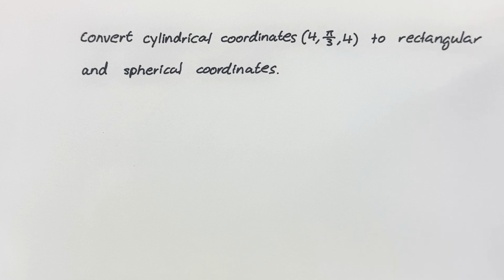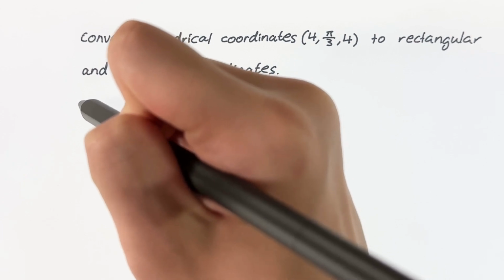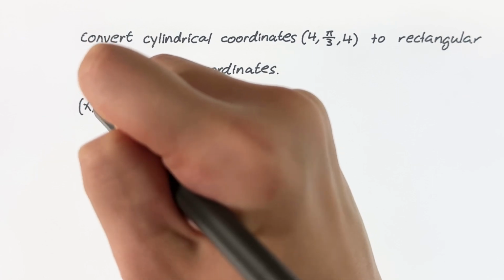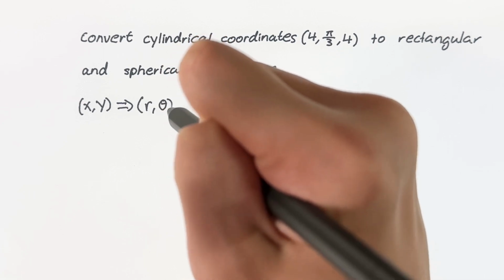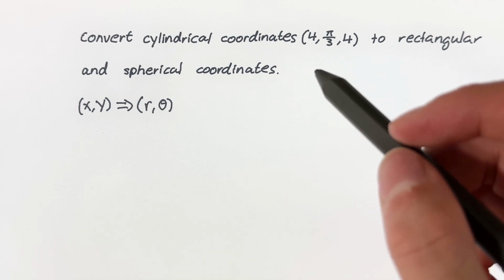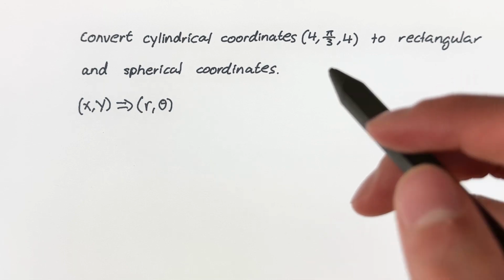The second kind of coordinate is cylindrical coordinates. In cylindrical coordinates, the x and y coordinates are replaced by the r and theta coordinates, such that the point in the Cartesian plane with rectangular coordinates x and y has the polar coordinates of r and theta. So x and y becomes r and theta. If you want to know how to convert from x and y to r and theta, you can check out my video about converting rectangular coordinates to polar coordinates.